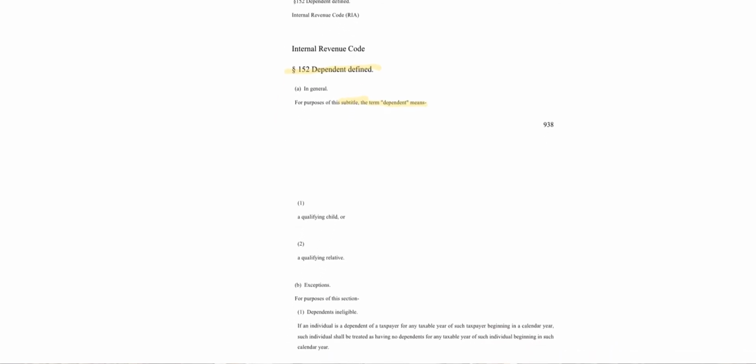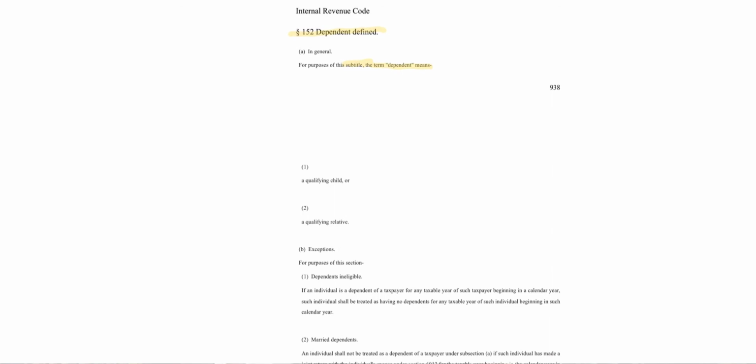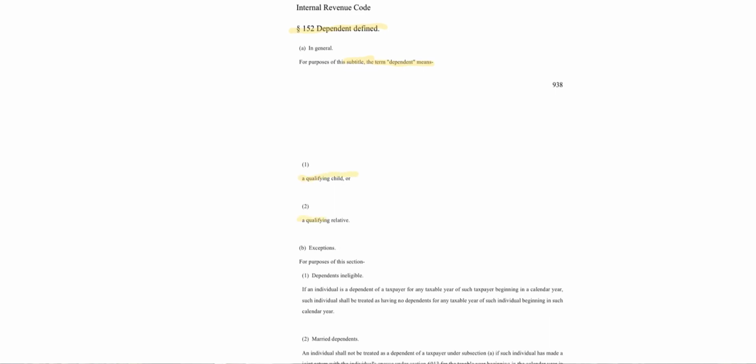All right, section 152, dependent defined. In general, for purposes of this subtitle, so the entire subtitle, the term dependent means 1, a qualifying child, or 2, a qualifying relative. So it could be either a qualifying child or qualifying relative. Now, it's not really a child per se, right? But it's more of a relative. But it could be a child depending on how it's defined.